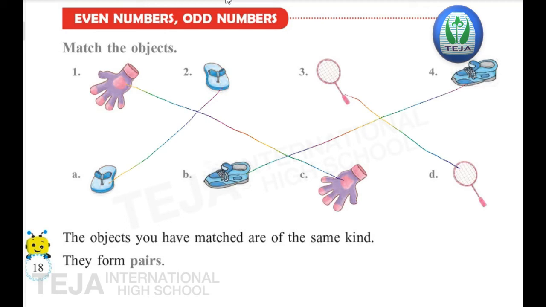They form pairs. Here only one object is there. We have matched with the same object and we formed a pair. Pair means here 2.